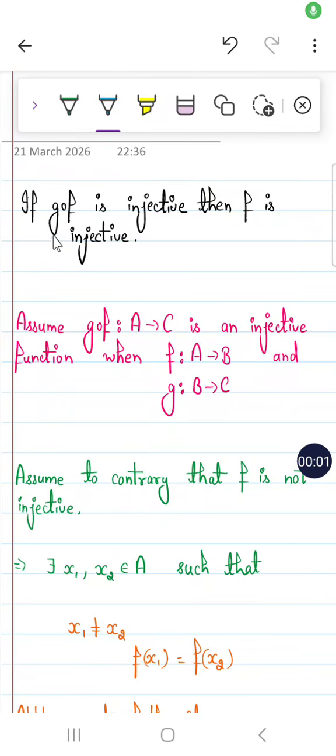Hello friends, today we will discuss that if g∘f is injective then f is injective. Firstly, we will state the definition of injectiveness.